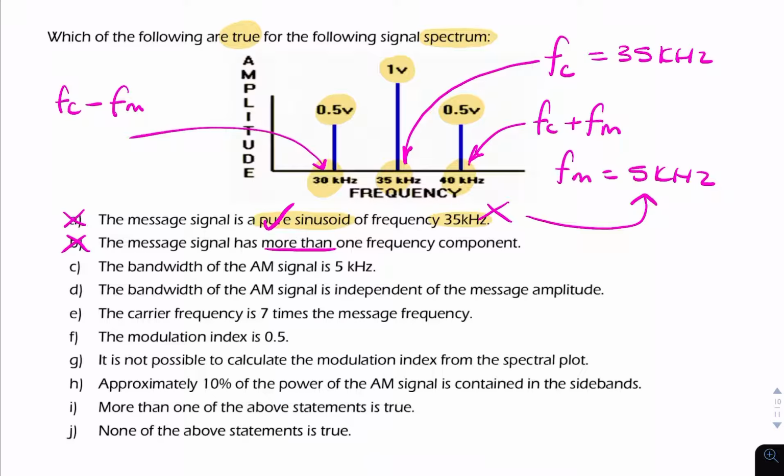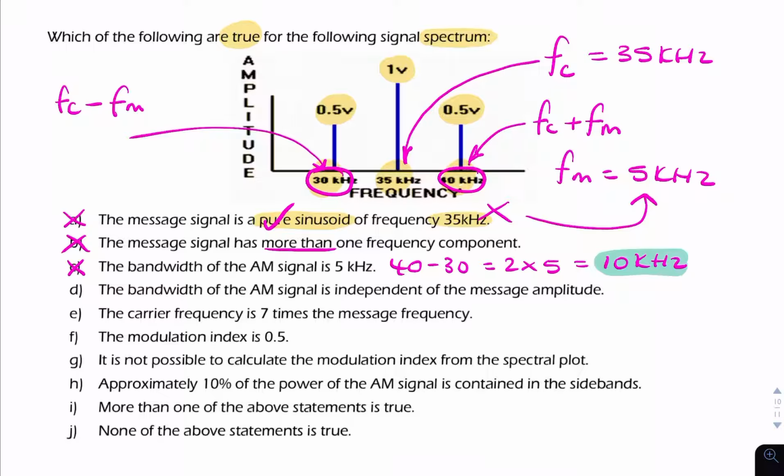So that's false. C, the bandwidth of the AM signal is 5 kilohertz. Now, if they had said the bandwidth of the message signal, then it would have been true. But the bandwidth of the AM signal is the difference between the lower frequency and the higher frequency. So 40 minus 30 is the same as 2 times 5, which is 10 kilohertz. So it's not 5 kilohertz. 5 kilohertz is the frequency of the message. The band pass bandwidth is 10 kilohertz.